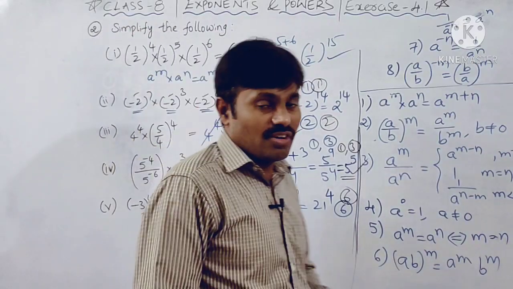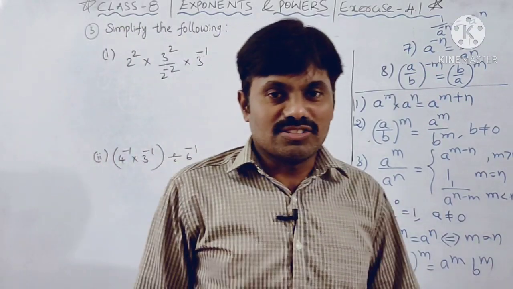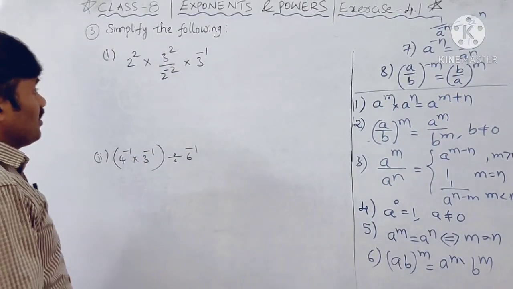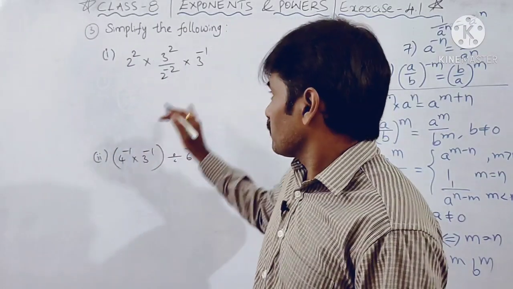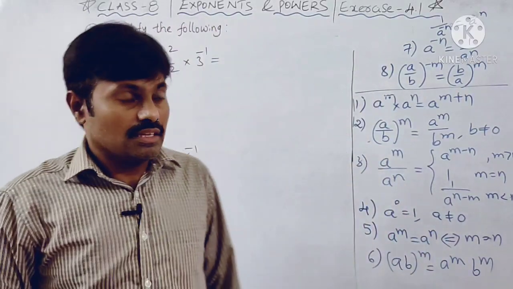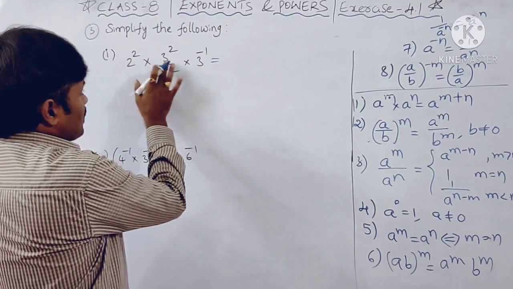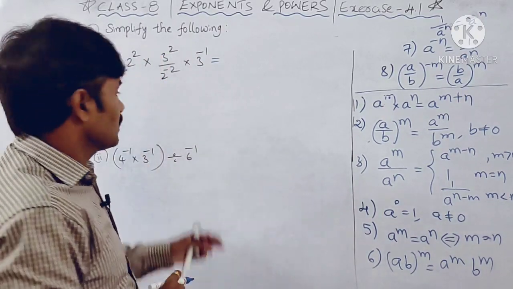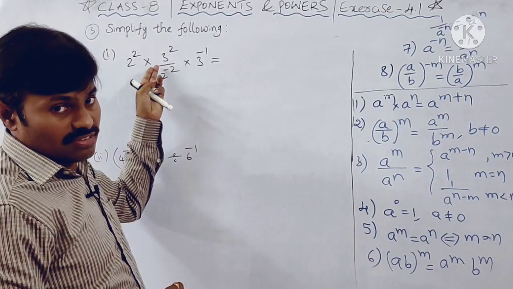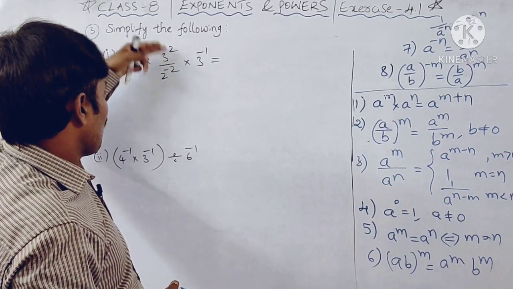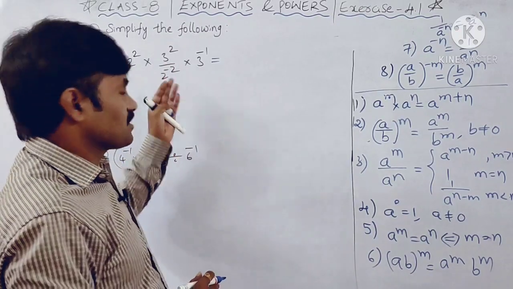Okay, yeah. Now we are going to solve the next problem of this exercise, that is the third one. Okay, my dear children, now the third problem is: simplify the following, 2 power 2 into 3 power 2 by 2 power minus 2 into 3 power minus 1. This is the question. Okay, in this question, if you observe, 2 power 2, 3 power 2, 3 power minus 1, here powers are same, but bases are different. Here also, here is the quotient sign, I mean the division line. Here also powers same, no. So do one thing: convert the first negative powers into positive powers.